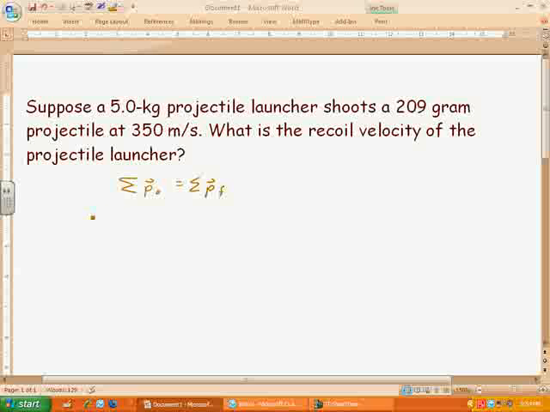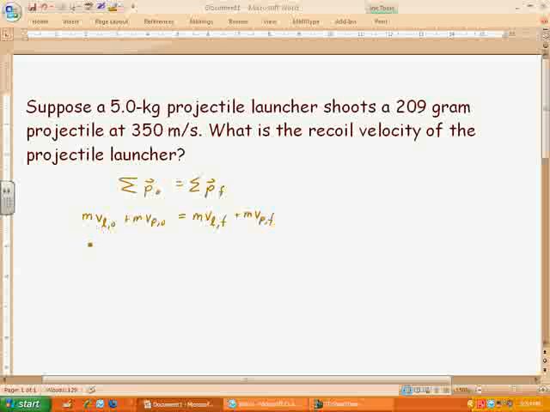So now if we take these and say, initially I've got the launcher and I've got the projectile, that means the mass times the velocity of the launcher initially plus the mass times the velocity of the projectile initially has to equal the mass times the velocity of the launcher in the end plus the mass times the velocity of the projectile in the end. Okay, so let's go ahead and put in the data that we have.